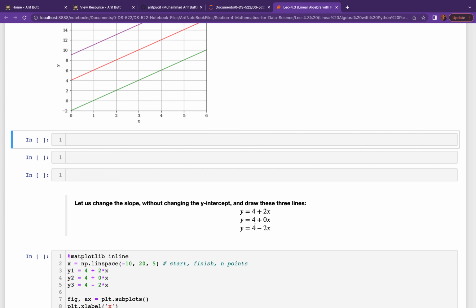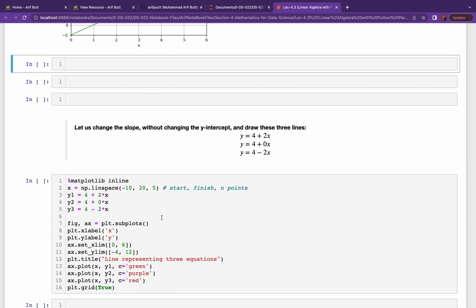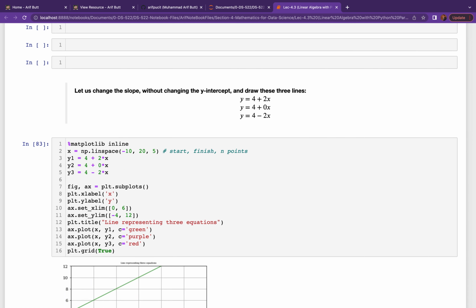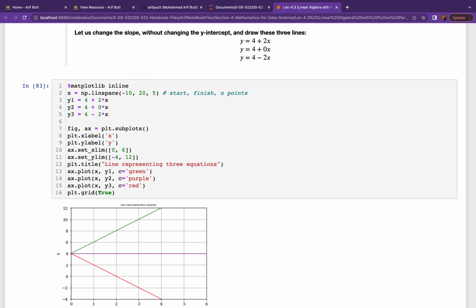Let me now draw the plot of these three equations, and over here we have the same y-intercept, but the slopes are different. The first equation has a slope of 2, then a slope of 0, and then a slope of minus 2. And this is what I have written over here in this code. Let me execute it, and you see these three lines. Well, this green line represents the equation y is equal to 4 plus 2x.